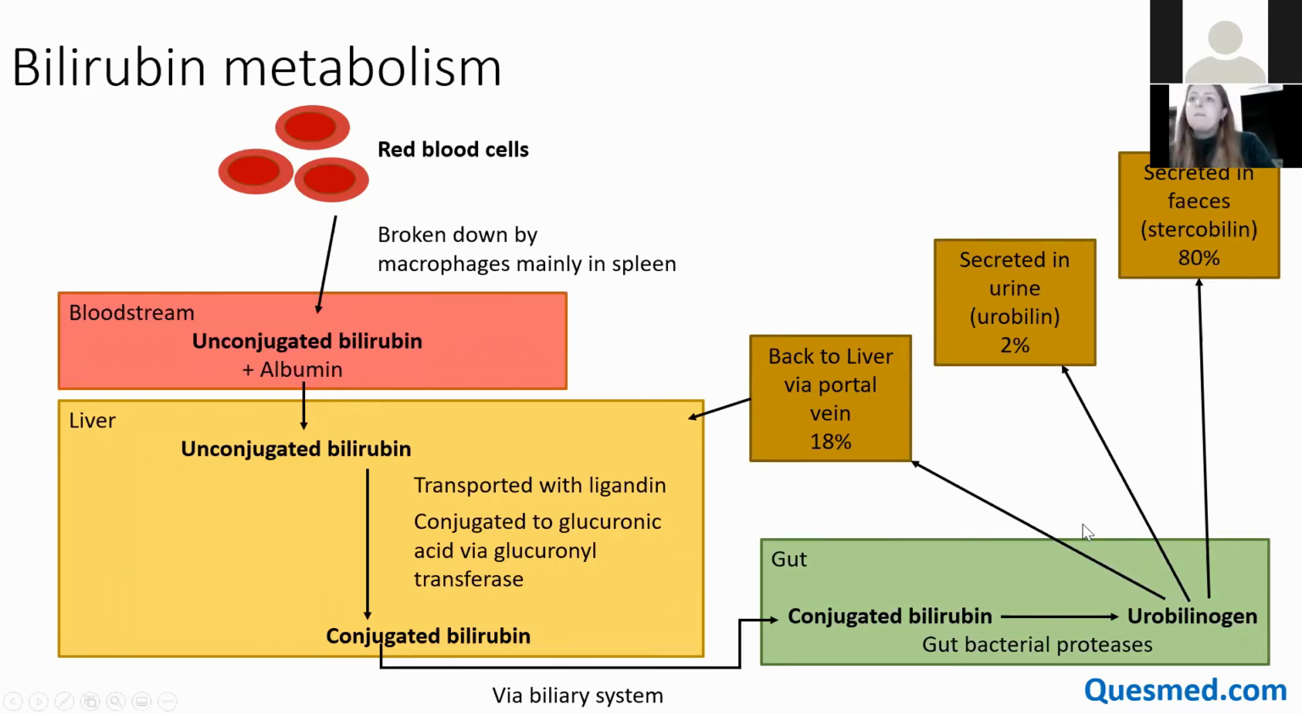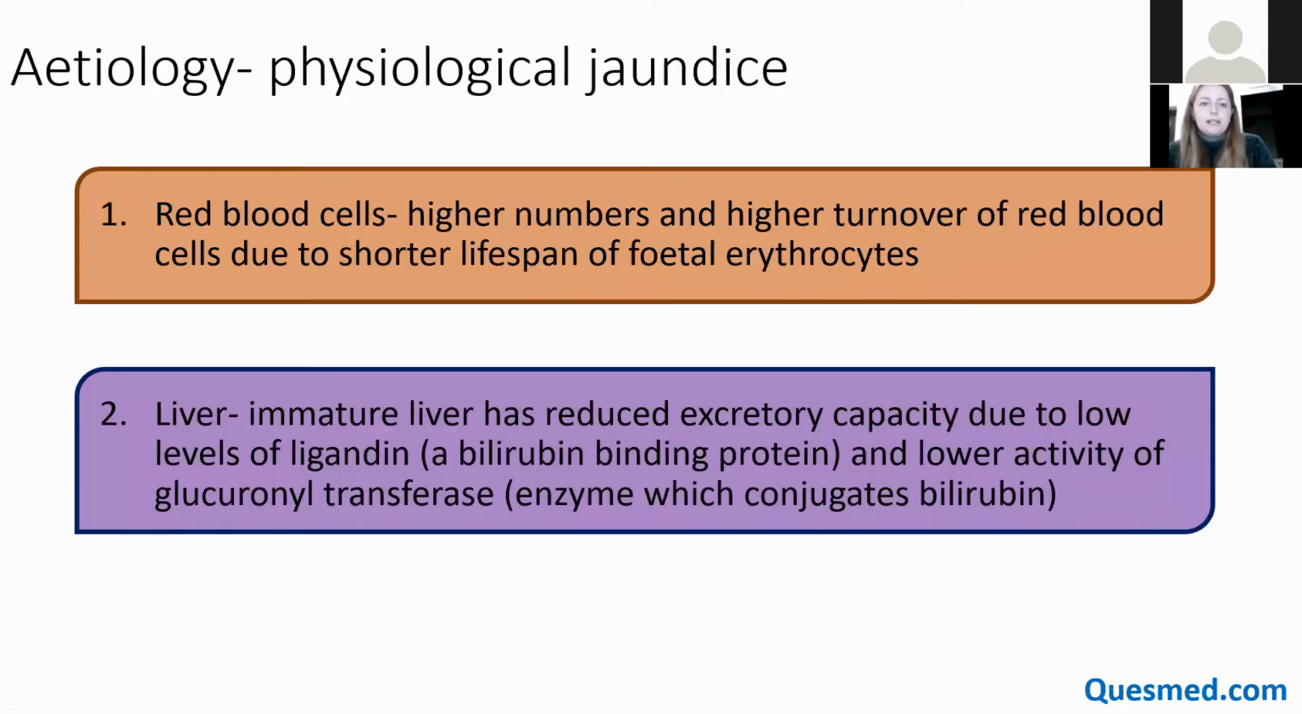So you get those pale stools because there's less stercobilin in the stools. And because you get a backflow of conjugated bilirubin, it ends up in the bloodstream and is excreted via the urine, and that makes the urine dark. So that's where you get that pale stool, dark urine from. Okay, moving on to the next slide.